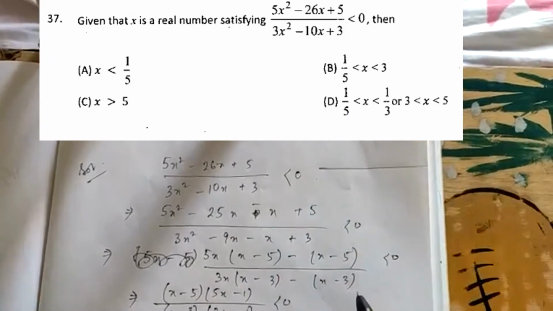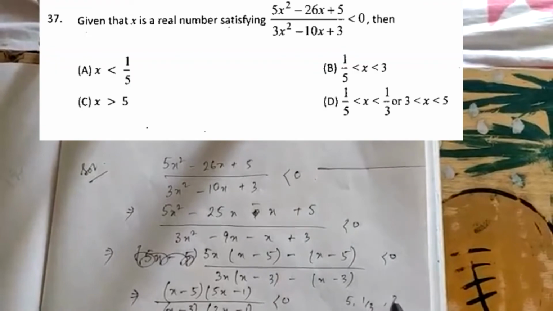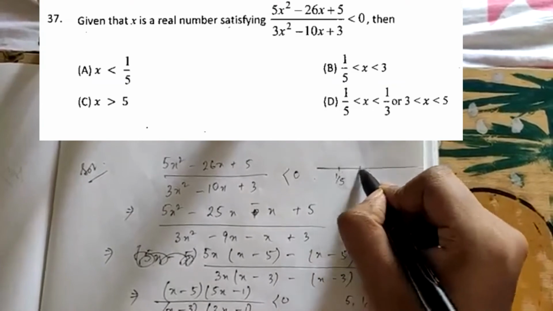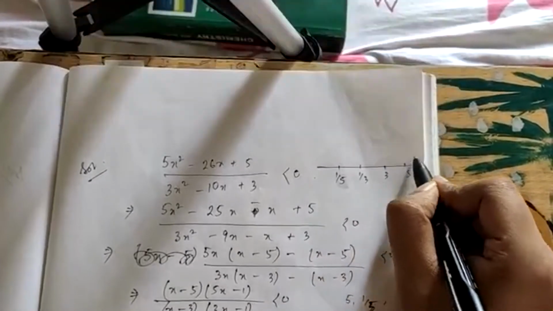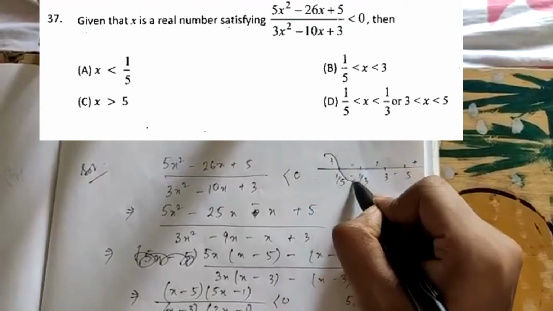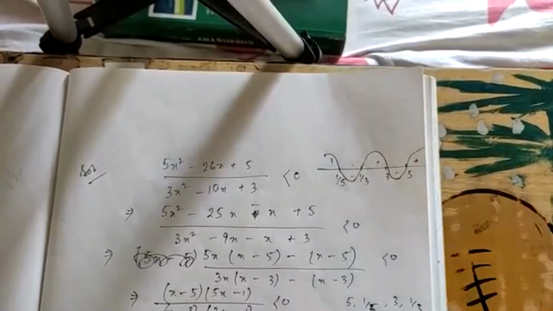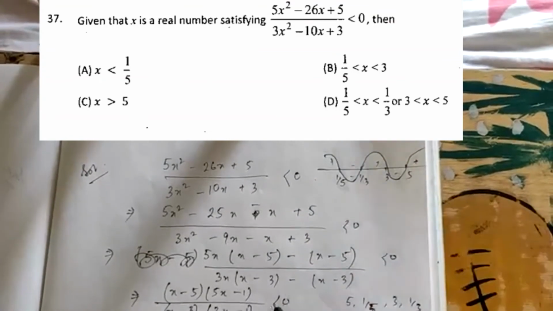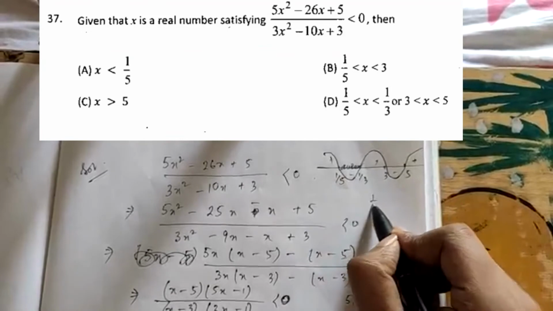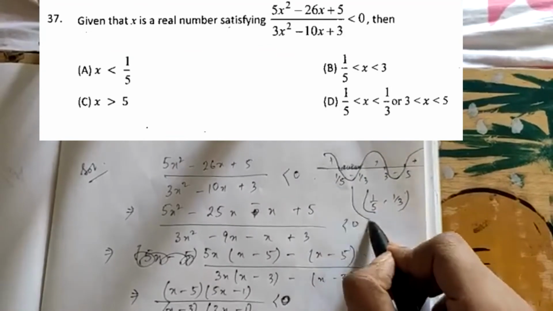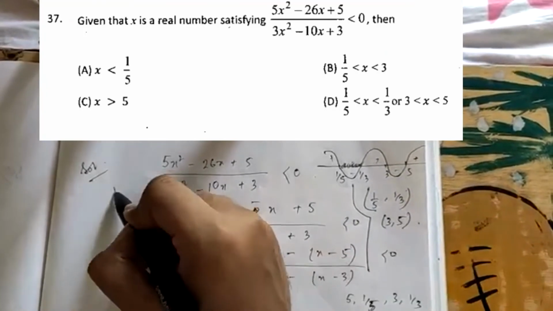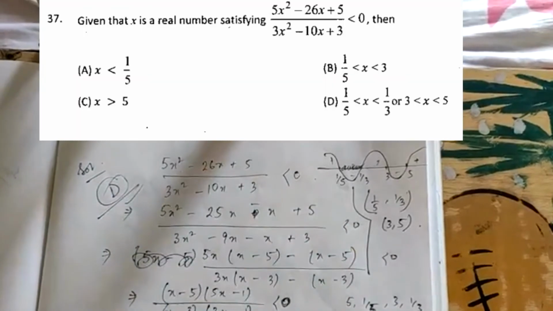Now my critical points are 5, 1 by 5, 3 and 1 by 3. So here it will come as first 1 by 5, then 1 by 3, then 3, then 5. The signs go plus, minus, plus, minus, plus. Since it is less than 0, the minus region from 1 by 5 to 1 by 3 will be one set of solutions, and another set will be from 3 to 5. So option D is the right one over here. Okay, option D.